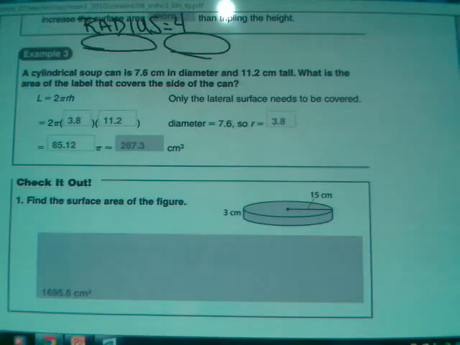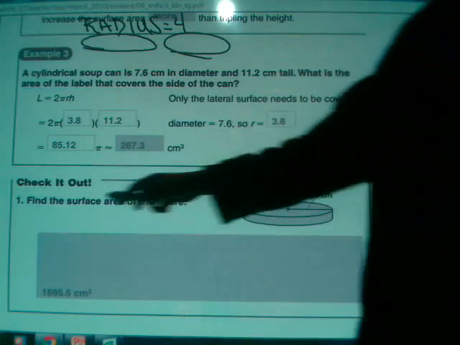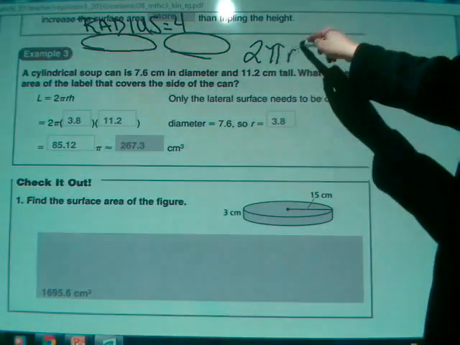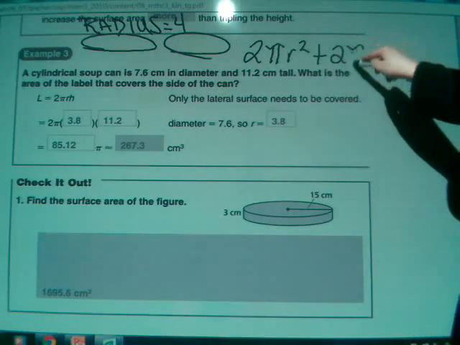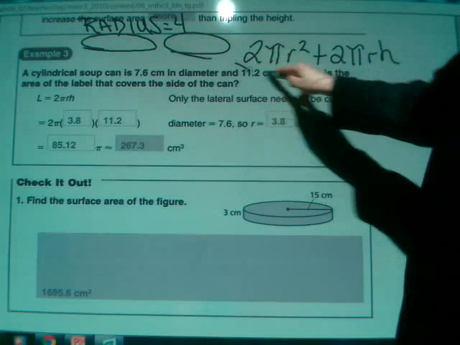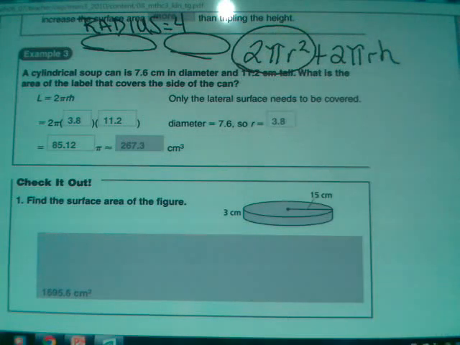Now, what they're doing here instead is they're looking at that formula for a cylinder, and in case you've forgotten, that formula says 2 pi r squared plus 2 pi rh. And what they're saying is that this part of the formula, 2 pi r squared, actually is the area of the top and the bottom, the circular pieces put together. That's why it says 2 pi r squared. Pi r squared is the area of the circle. There's two circles, the top and the bottom.